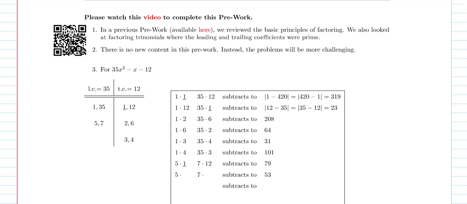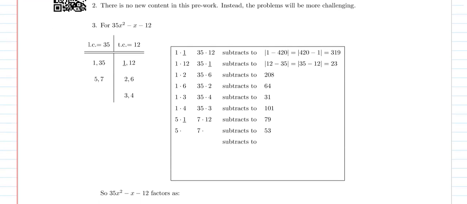Folks, in a previous couple of pre-works, we reviewed the basic principles of factoring, and we also learned how to factor some trinomials. But the ones that we looked at did not have these large composite numbers for their leading or trailing coefficients. Instead, I kept many of them to be prime to make the problems not too difficult. We're now going to look at some harder ones. There's no actual new content in this section. Instead, the problems are just a little bit more difficult.